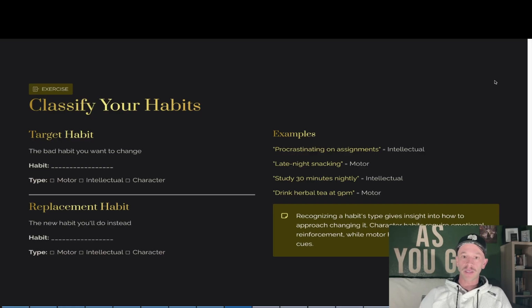Some examples might be procrastinating on assignments. That's intellectual. A late night snacking habit, which is motor. Studying for 30 minutes nightly is intellectual. Drinking herbal tea at 9 p.m. is motor. Recognizing a habit's type gives insight into how to approach changing it. Character habits require emotional reinforcement, while motor habits need environmental cues.